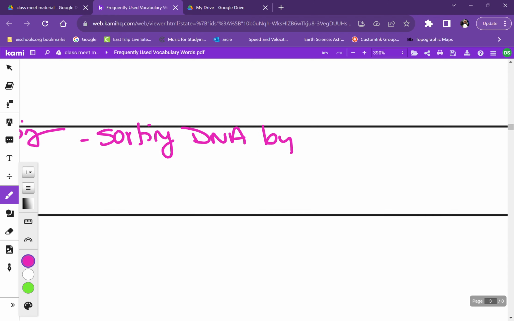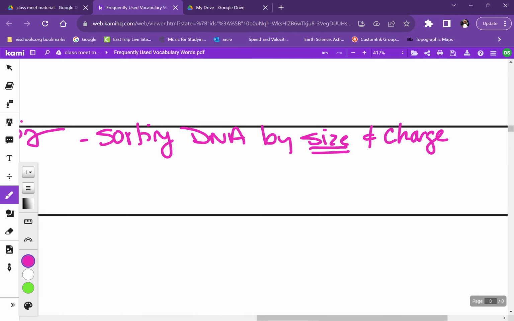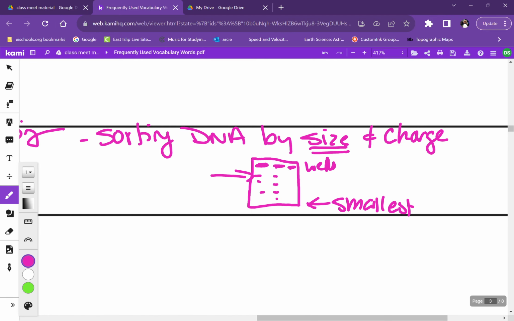by size and charge. Usually size is what you're going to see, and you're going to look at the gel. They will be the wells at the top, and then you're going to see the bands down towards the bottom. Smallest bands travel the farthest and the fastest. They're at the bottom. Largest bands are at the top.